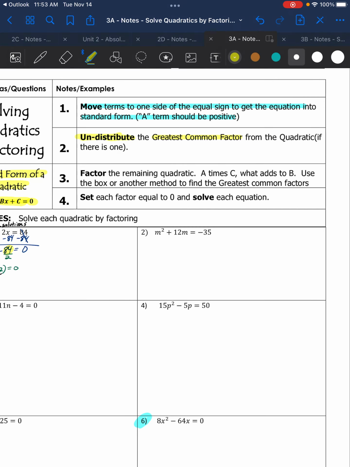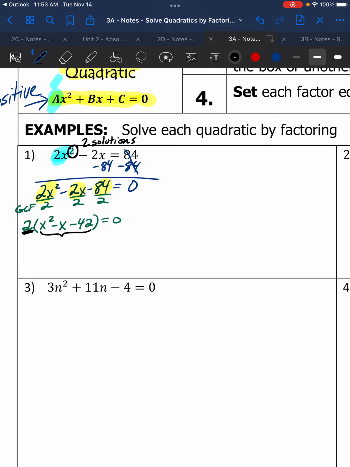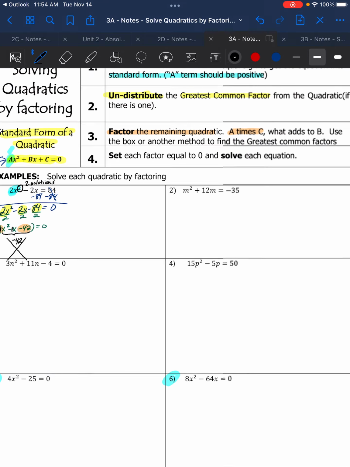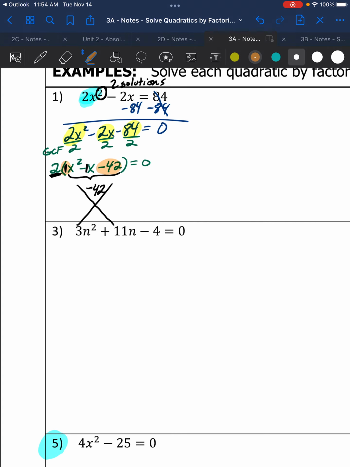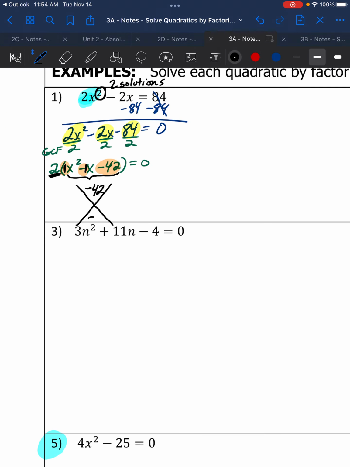To factor the remaining quadratic, we are going to do a times c. Our a is 1. So a times c, 1 times negative 42, is negative 42. And that's a times c, and then what adds to b. The b is negative 1.